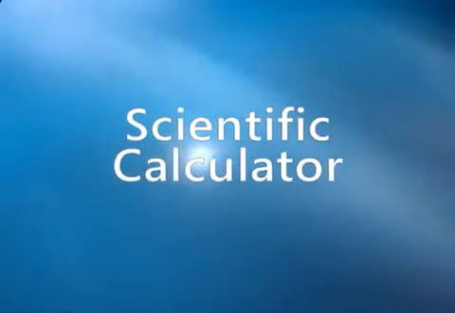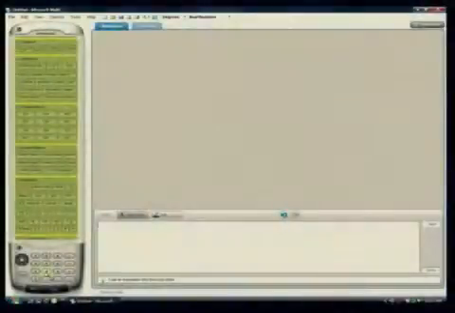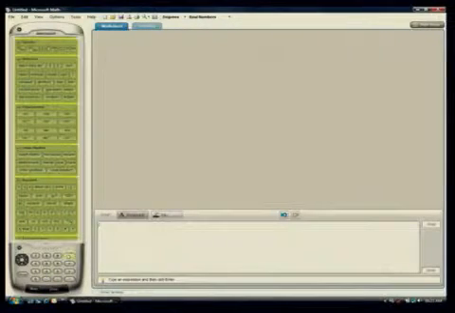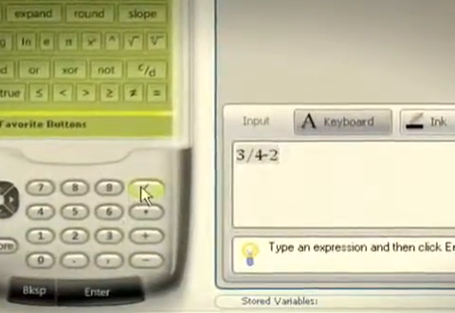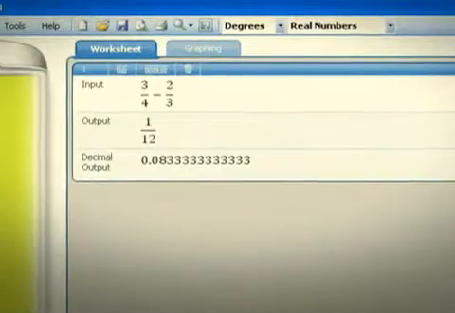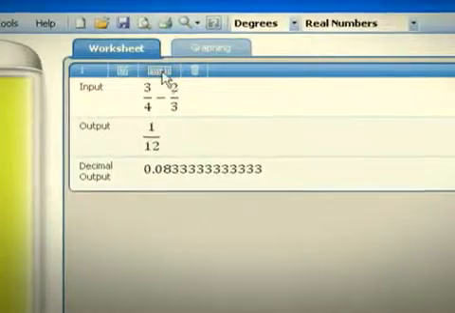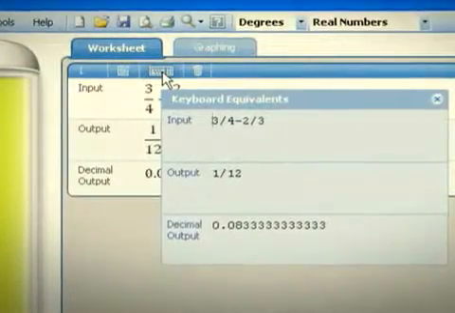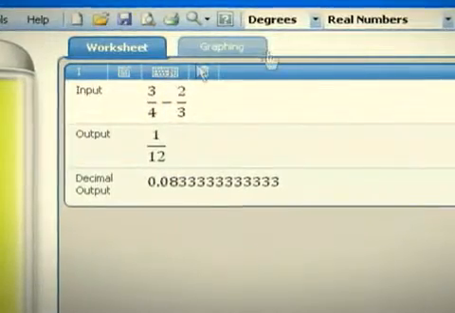Microsoft Math provides students with a powerful but easy-to-use calculator. Teachers tell us they like the way Microsoft Math represents results. For example, 3/4 minus 2/3. We'll use the calculator keys for this equation. The output has been stored in the worksheet in two forms, both in the decimal form and the fractional form. This gives students more experience seeing the correlation between fractions and decimal approximations.